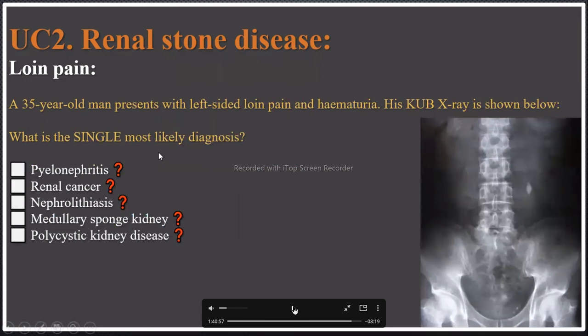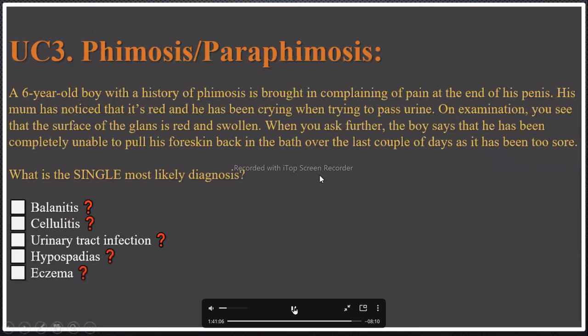Single most likely diagnosis. Nephrolithiasis, stone. Option 3. Understand. And here also, single most likely diagnosis.